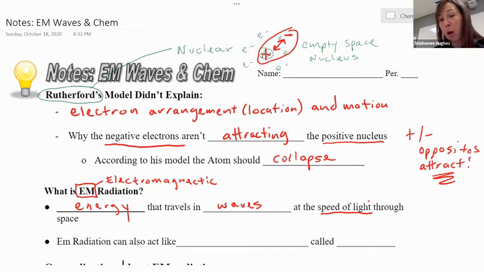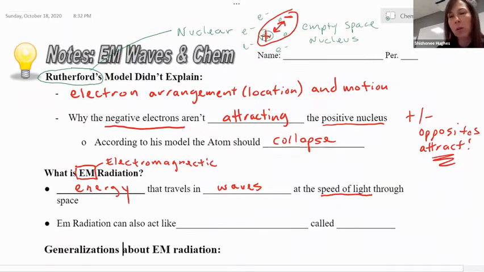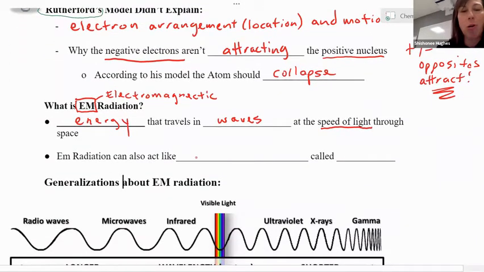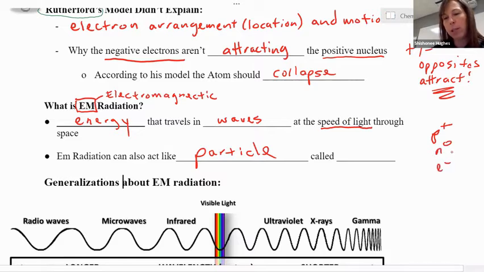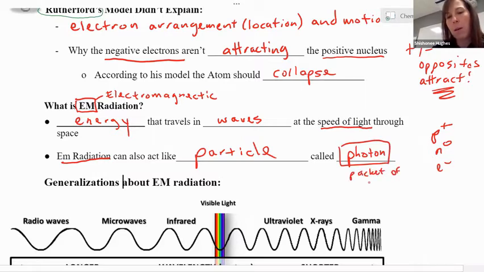Now, the other cool thing about EM radiation is it also acts like a particle. We've used this word particle before, when we talk about protons, neutrons, and electrons. Those are particles. And EM radiation also acts like a particle, which we call a photon. A photon is like a packet of energy.